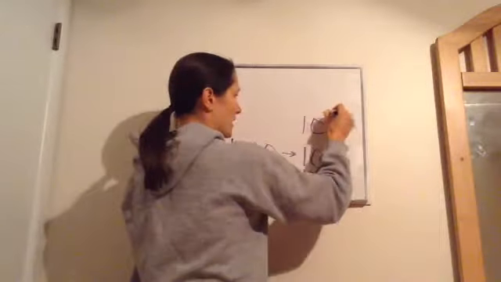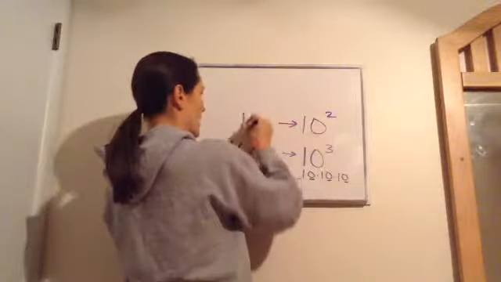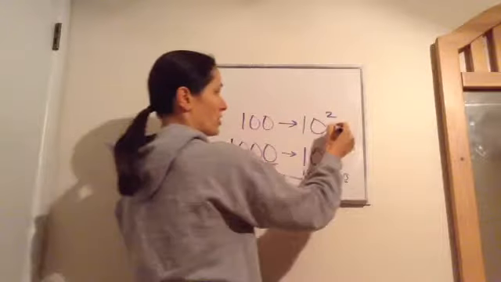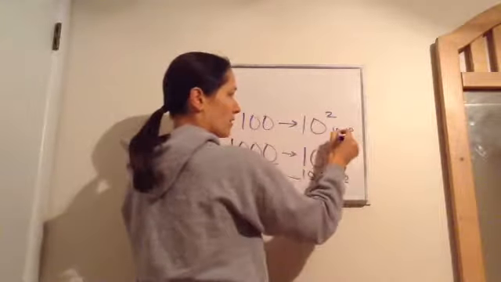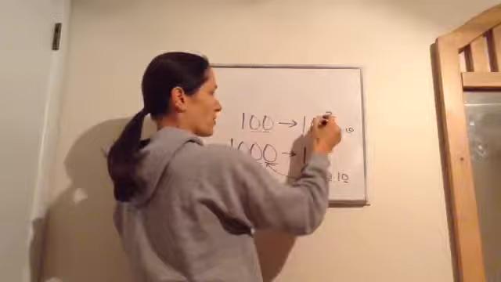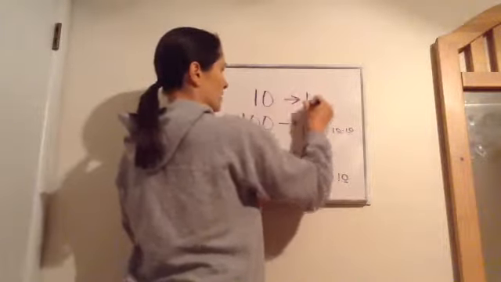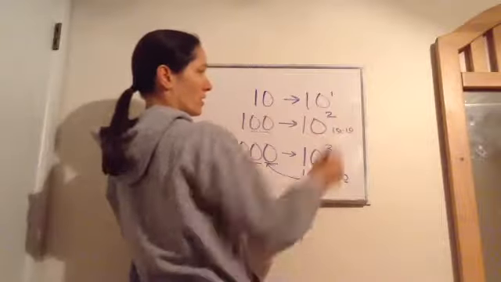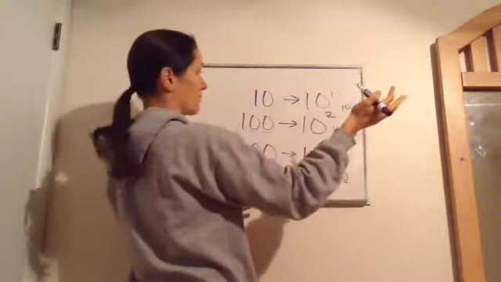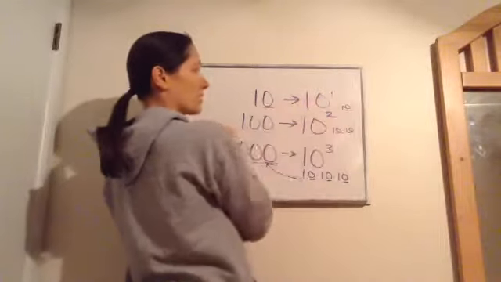What happens when I get to 10 to the 2? I have 100, right? Which is 10 times 10. 2 zeros, which is 10 to the 2nd power. All right, 10 to the 1st power would just be 10, right? I have 1 0, 1 0.